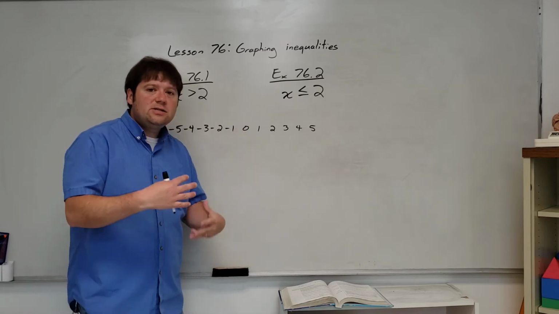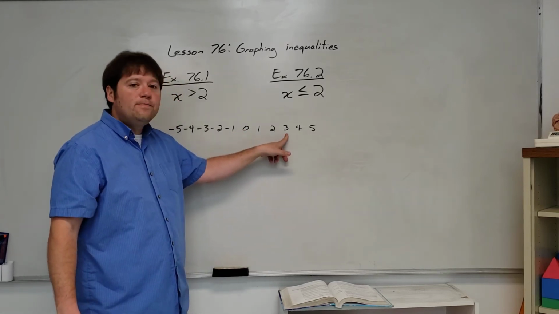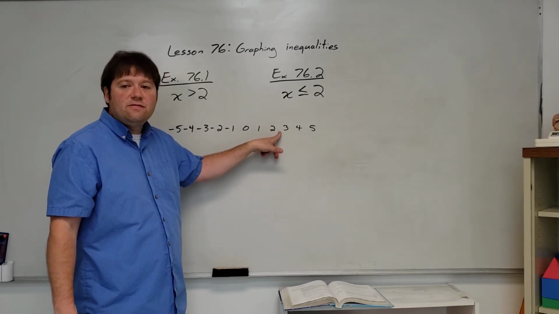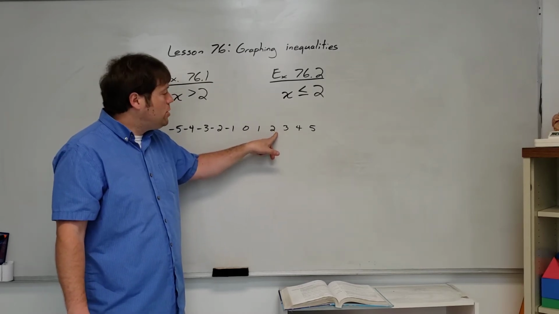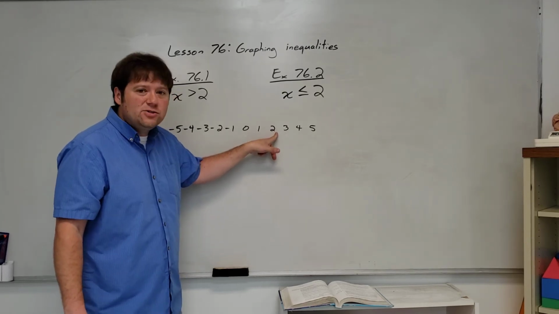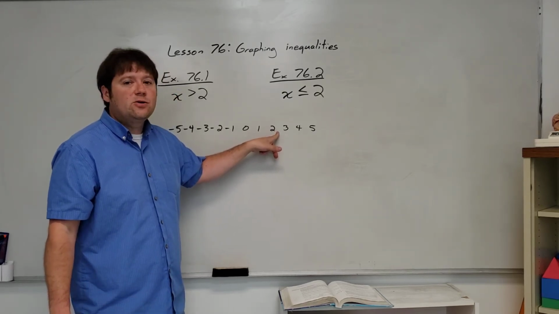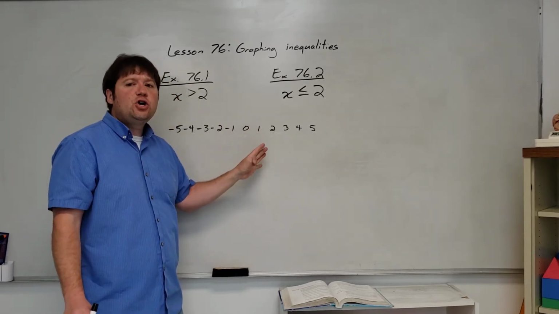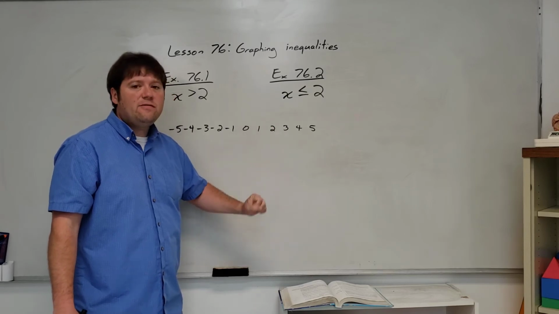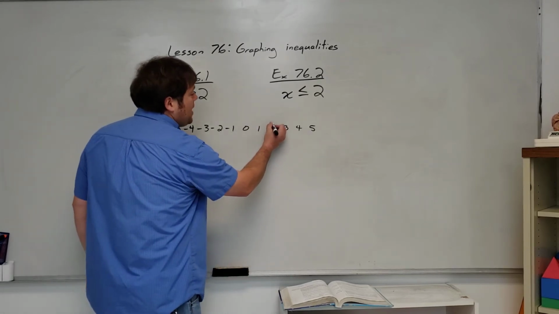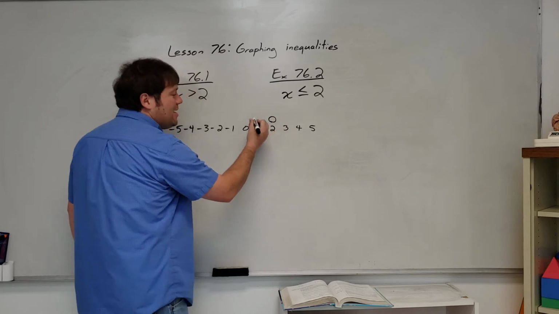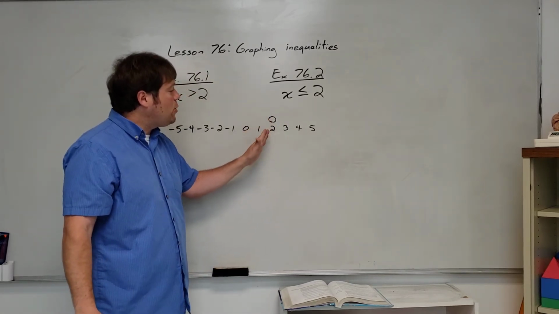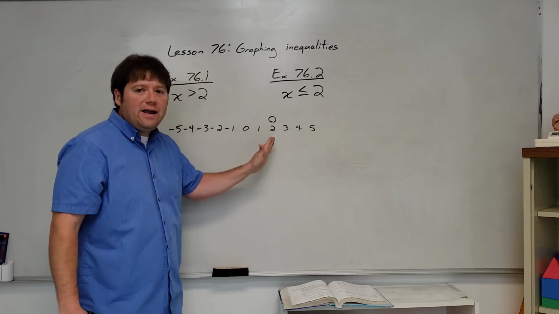Now, when I was listing the ones a second ago, I started with 3. But there are actually smaller numbers greater than 2. I could do 2.5. 2.5 is greater than 2. 2.1 is greater than 2. 2.01 is greater than 2. So I need a way to show that I'm starting immediately after 2. And the way I do that is I put a circle on 2. I don't fill that in. I don't make it a dot. I just put an open circle.